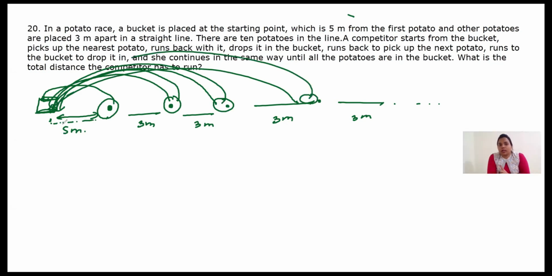So, to pick the first potato, he will have to cover 5 meters. To cover the next potato, he will have to cover 5 meters plus 3. For going, he will have to cover 5 meters plus 3, and then again coming back also to drop it, he will have to cover 8. Again 8 meters. So to pick the potato up and to drop it back, he will have to cover 16 meters. And to pick up the first potato, he covers 5 meters. To drop it back, he will have to cover 10 meters.